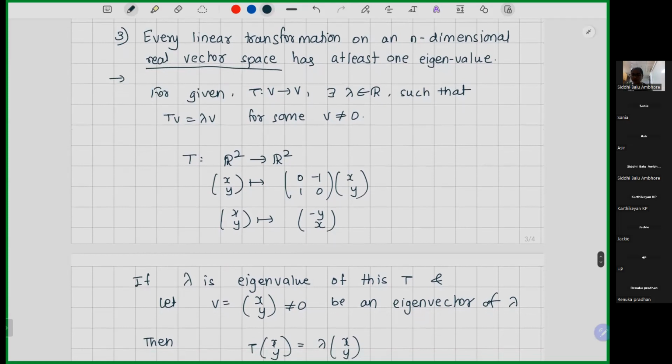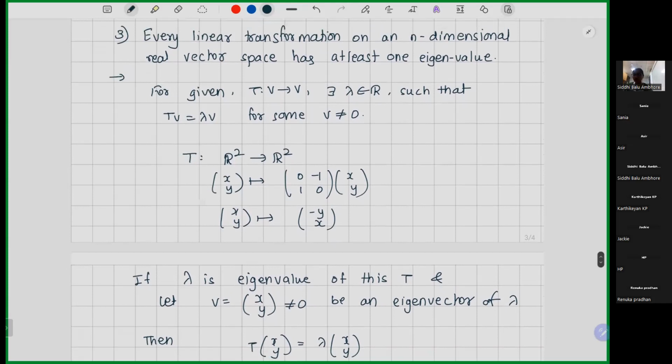I'm not sure at this moment, but I guess it will be true because a linear transformation means we can write it in the form of a matrix, and from that matrix we can obtain the characteristic equation. Since the complex numbers are algebraically closed, it will always have a root. So in that case, I guess it will have an eigenvalue.